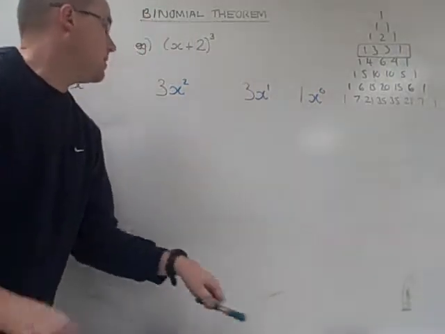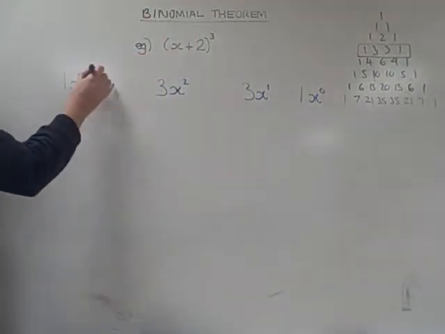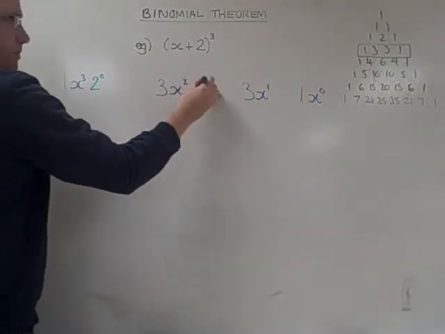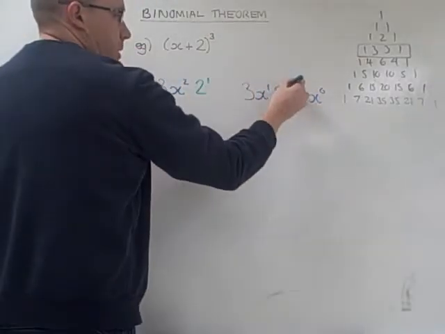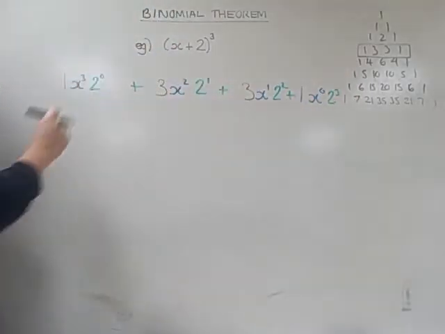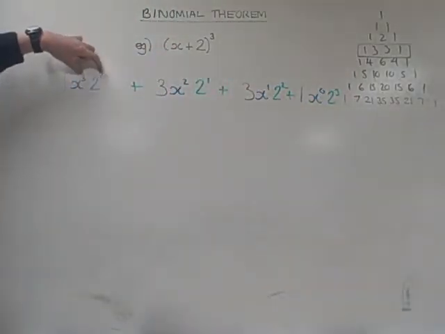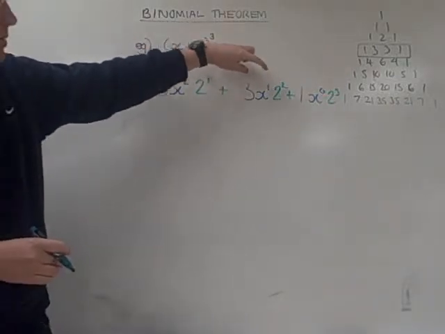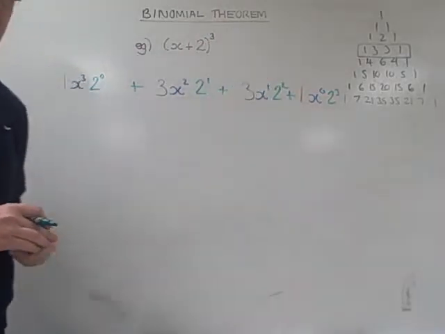The third part of this is I use the last term. But this time I go the other way around in terms of power. So I go 2 to the 0, 2 to the 1, 2 squared, 2 cubed. Also notice for each term, the two powers, when you add them together, give you the power in the question. 2 plus 1 is 3, 1 plus 2 is 3, and so on.